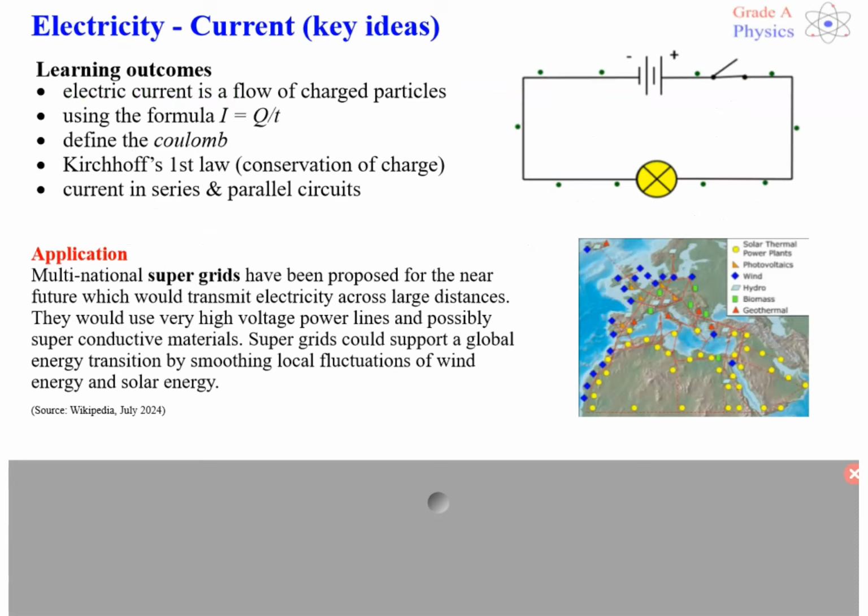The first topic in electricity is current. So we need to look at some of the key ideas in current. And it's absolutely essential that you understand current because all the other ideas within electricity build on a fundamental understanding of what this is. So we'll look at the idea of a flow of charged particles, the formula I equals Q over T, which you hopefully have seen previously at GCSE.